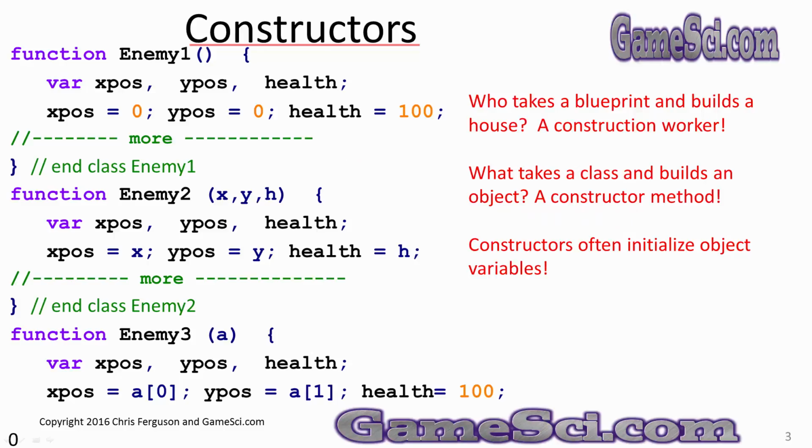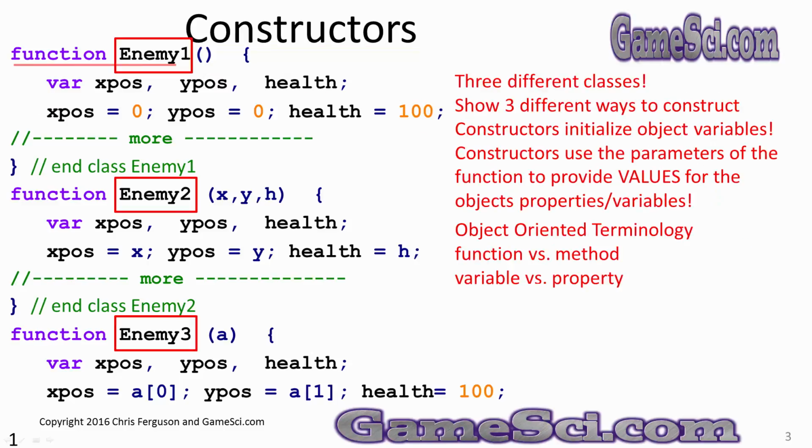Java and C# have special methods that are clearly constructor methods. In JavaScript, a constructor is the code at the top of this special function that will execute and initialize the object's variables. Remember, these variables that we declared at the top are our object's variables, and that's what the constructor code does. It initializes those variables.